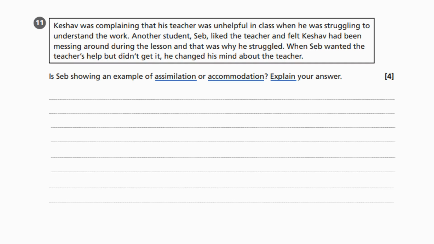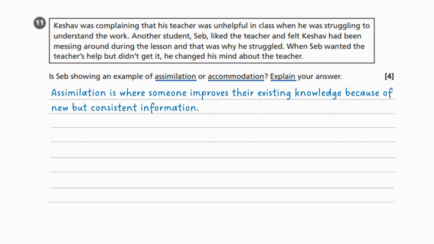Now the word says explain, so that's the command word. So you need to explain whether Seb is using an example of assimilation or accommodation. So let's have a little look at how you would do this. Assimilation is where someone improves their existing knowledge because of new but consistent information. So I started off by saying what assimilation means, and then going to apply it back to Seb.